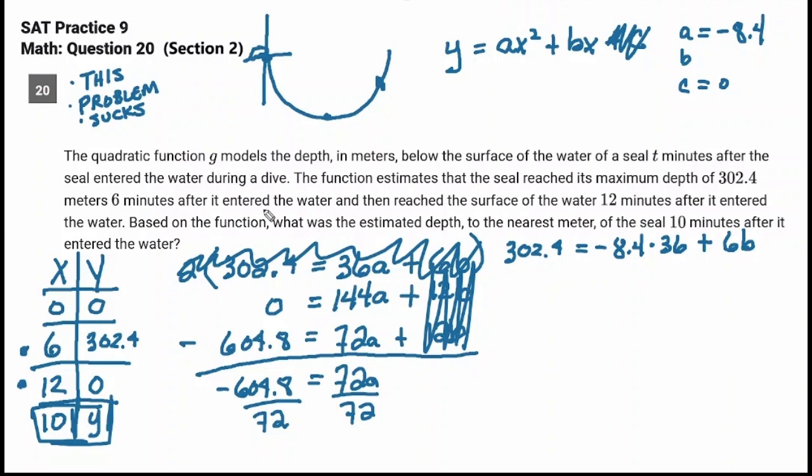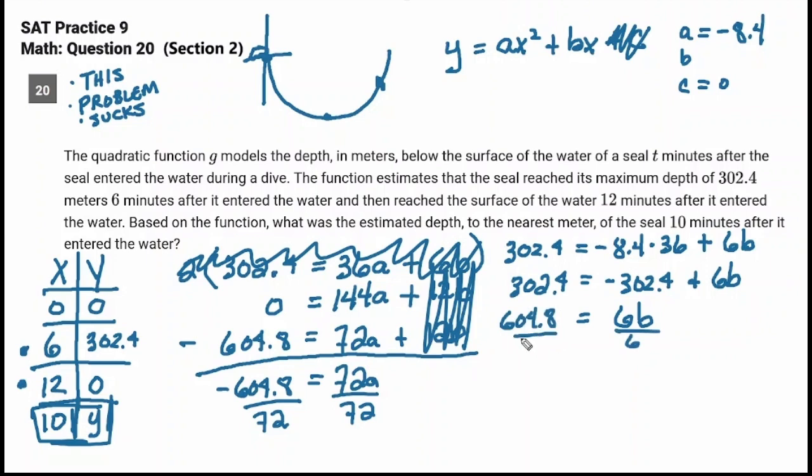8.4 times 36, remember you're dealing with a negative, so it's magic. It's 302.4 equals negative 302.4 plus 6b. Okay, so the 6b is going to stay on the right. The 302.4 is going to go across, so it's going to be plus 302.4. That's 604.8. Easy enough. Divide both sides by 6, and I'm going to get b equals 100.8. Okay, I got all the information I need.